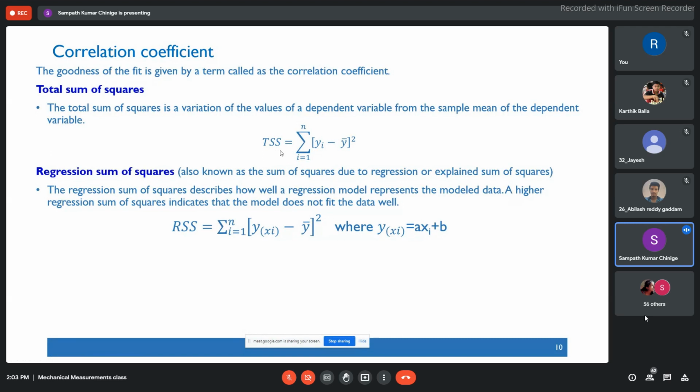So from the expression, the regression sum of squares is yxi minus y bar, where y bar is the mean from the data. Yxi is the value you get from the fit for a given i. So whatever values you get as outputs from the fit, minus the mean, squared, gives your regression sum of squares. One is the individual data yi minus the average. Another is from the model fit. So the total sum of squares is from the individual data, and the regression sum of squares is from the fit data.